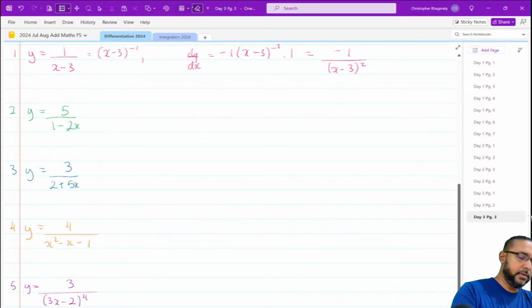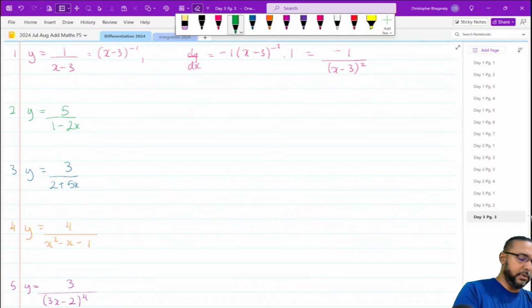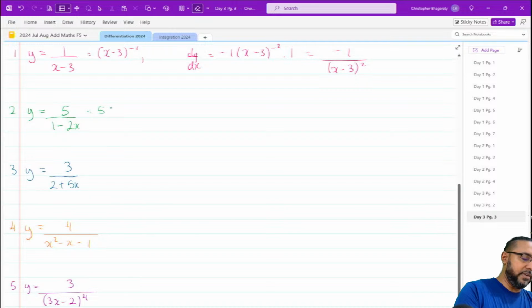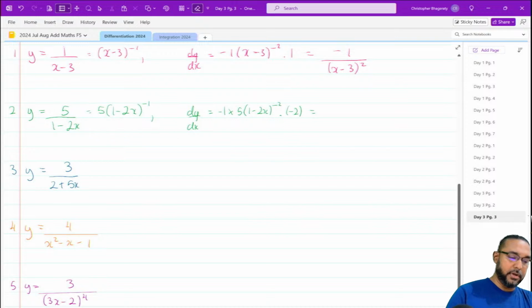Okay. Now for the other one here, so you have a 5 in front of (1 minus 2x) to the minus 1. So now when we find the derivative of y with respect to x, right? So you multiply minus 1 to the front, right? Then what? We decrease the index by 1, and we multiply by the derivative inside the bracket, which is minus 2. Right? Now check it.